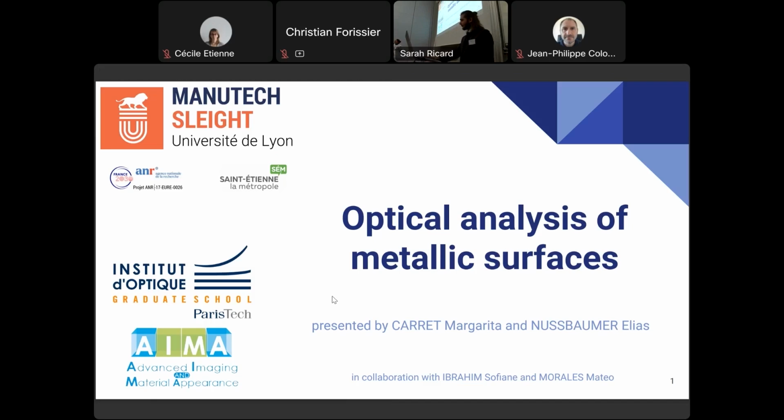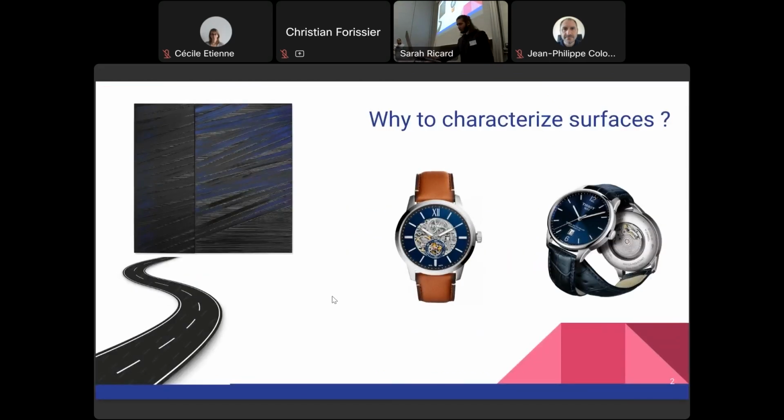Hello everyone. Today we will attempt to answer the following question: how to characterize metallic surfaces. To answer this question, we will propose two solutions. But after all, why is it important to characterize surfaces?